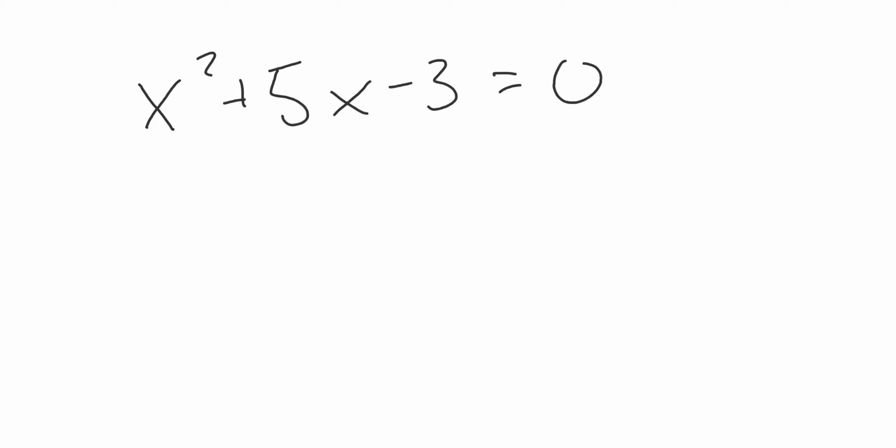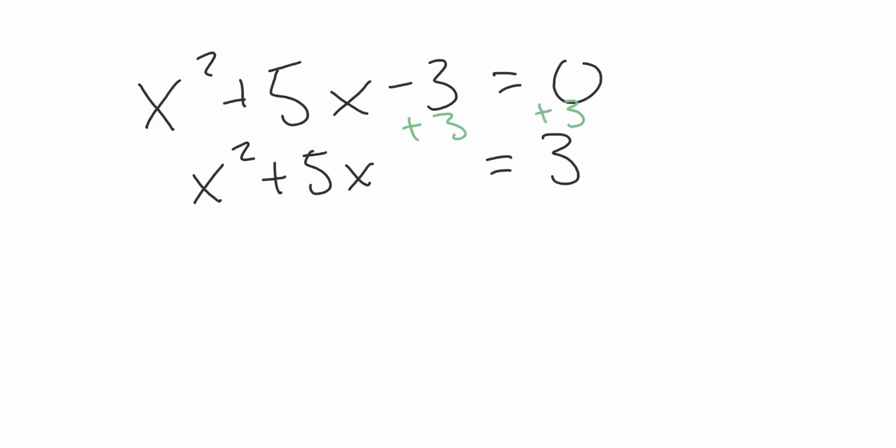The next example is x squared plus 5x minus 3 equals 0. So here, if we want to use the square root property, let's first of all get that -3 out of our way. So we've got x squared plus 5x equals 3. All I did was add 3 to both sides.